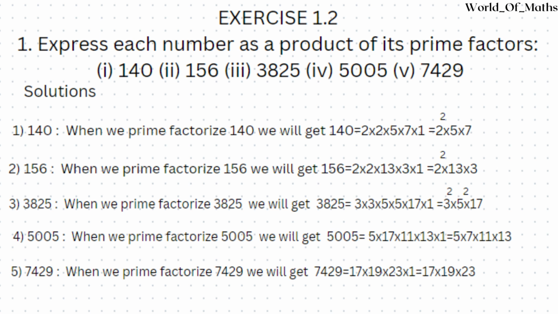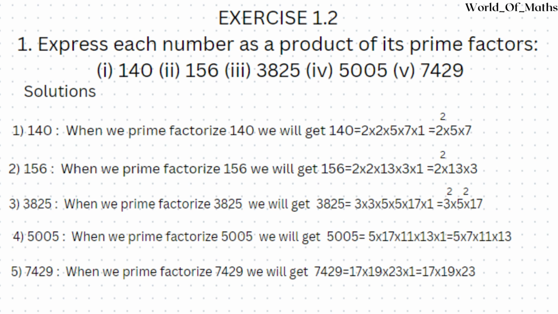The second number is 156. In the same way, if we factorize 156, we get 156 is equal to 2 multiplied by 2 multiplied by 13 multiplied by 3 and multiplied by 1, which can be written as 2 to the power of 2 multiplied by 13 multiplied by 3. So we can express 156 as the product of its prime factors as 2 to the power of 2 multiplied by 13 and multiplied by 3.